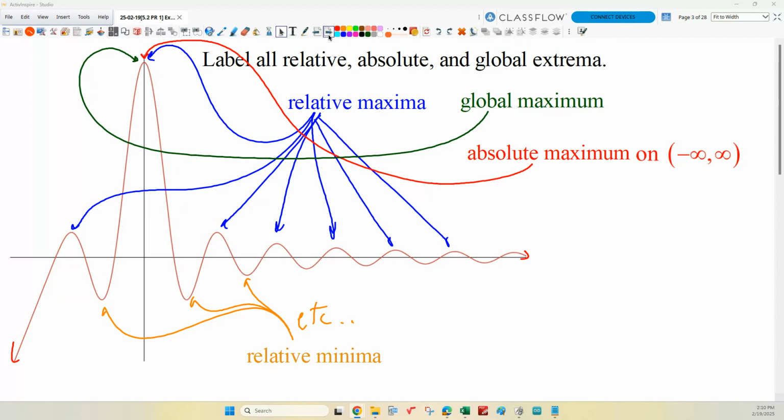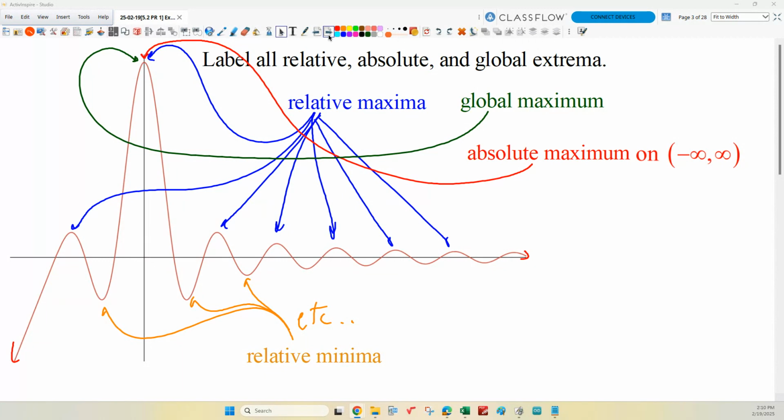What's the absolute maximum on this? Let's say on the entire real line, all values of x are fair game. Then there is an absolute maximum right there. That's the highest place that ant could stand. And we could call that a global maximum because there's no other place that could possibly be higher.